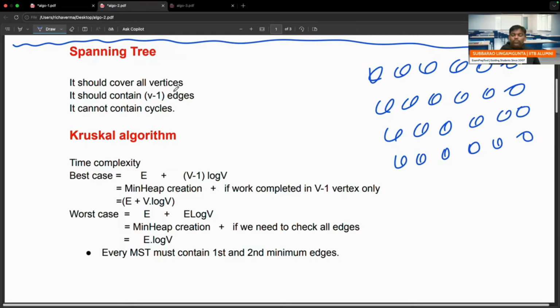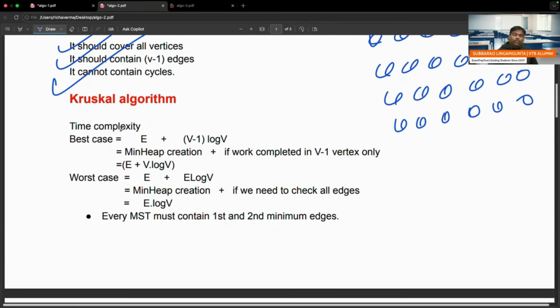Spanning tree should cover, right? What is the meaning of spanning tree? Covering all vertices. But what is one more thing? V minus 1 edges: if there are V vertices, then V minus 1 edges. It cannot contain a cycle. That is the meaning of spanning tree. To cover all V vertices, V minus 1 edges are required, and it cannot contain a cycle. Now to find the minimum cost spanning tree.